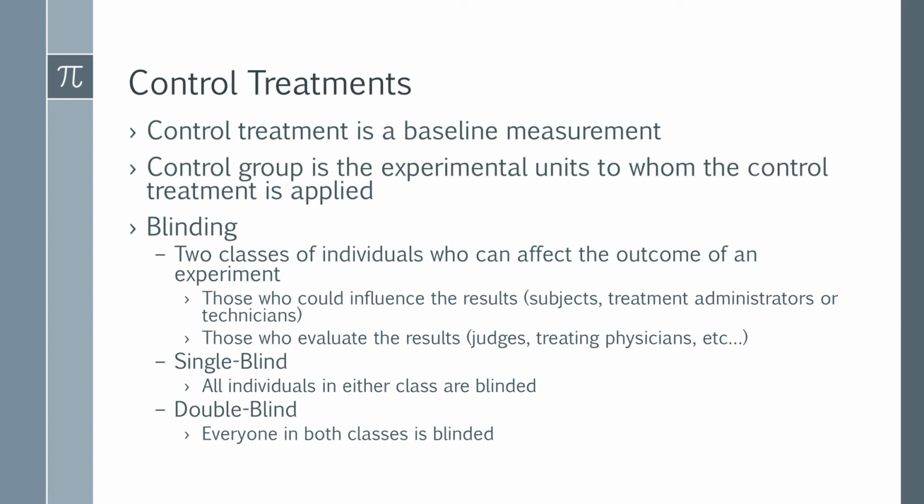Now, in an experiment, there are two classes of individuals that can affect the outcome of an experiment. The first, those who could influence the results. They may be the subjects, the treatment administrators, or the technicians. The other group, those who evaluate the results, could be judges, treating physicians, etc. So we can do what's called a single blind experiment, where all of the individuals in either class are blinded, or we can do what's called a double blind experiment, where everyone in both classes is blinded.